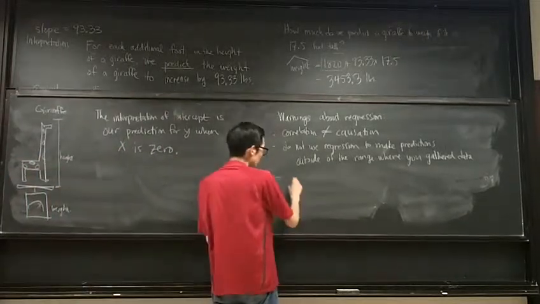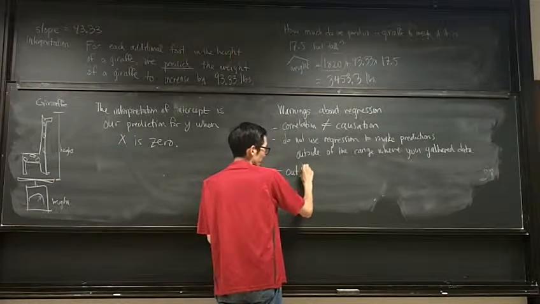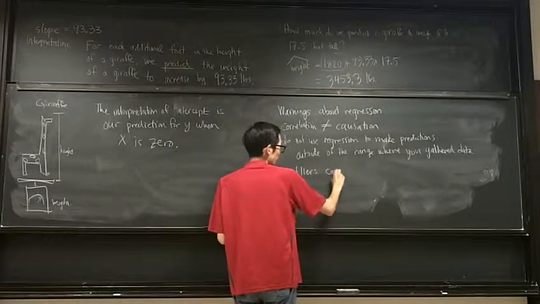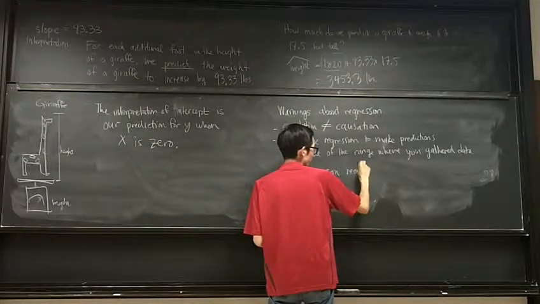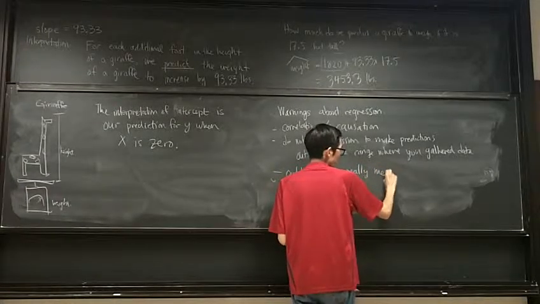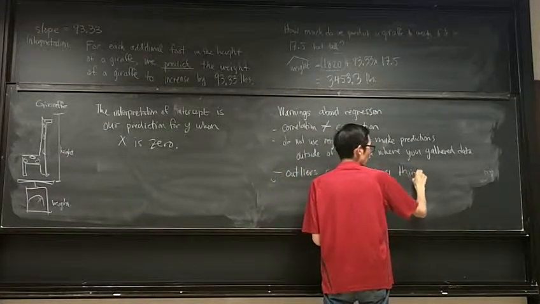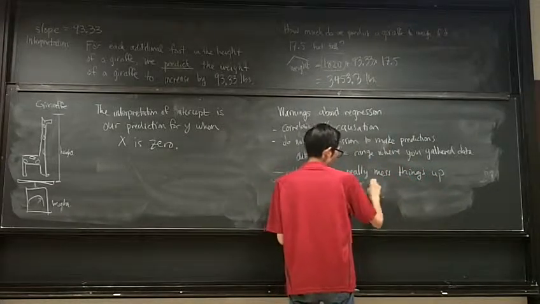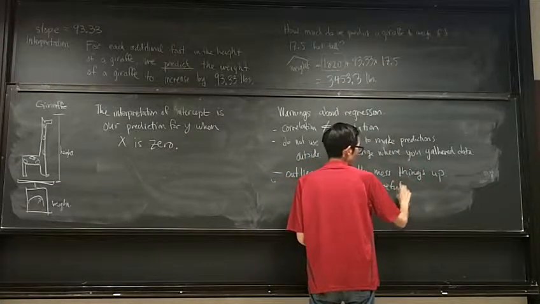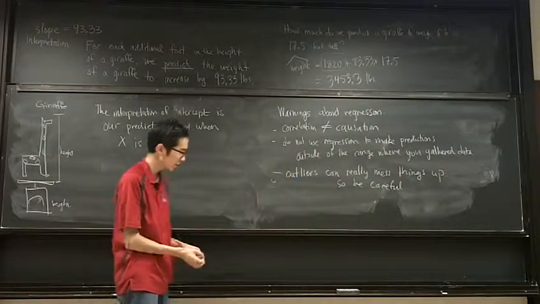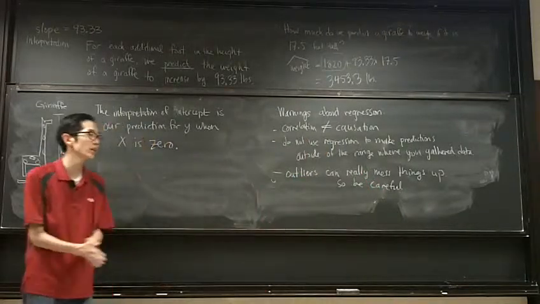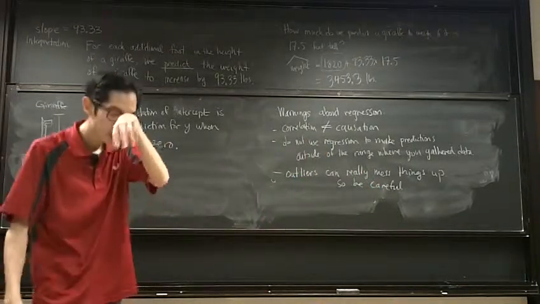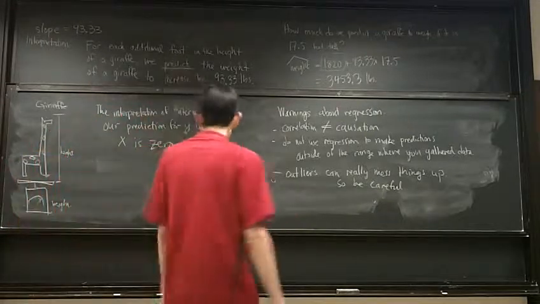And then the last thing is outliers can really mess up your regression. Really mess things up, so be careful. All of these things are talked about in a little bit more detail in the book. I'm sorry, we're running out of time to talk over those things.